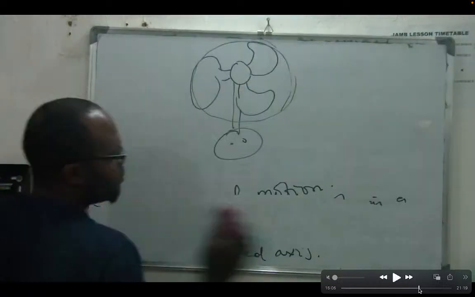And JAMB is going to ask you which of the following is not an example of rotational motion. And they're going to tell you the movement of the blades of the fan, movement of Earth around its axis, or circular movement of the Earth around the sun. You should know that it is the circular movement of the Earth around the sun. The circular movement of the Earth around the Sun is an example of circular motion, not rotational. The rotational motion is the motion of the Earth around its axis, the way the Earth rotates that causes the day and night. Very important.